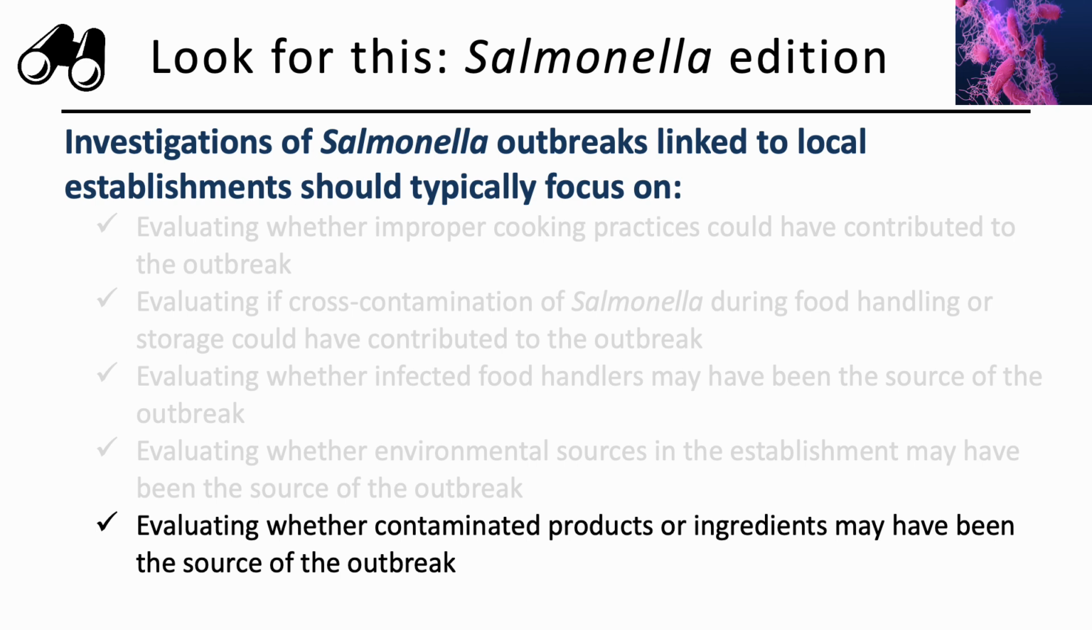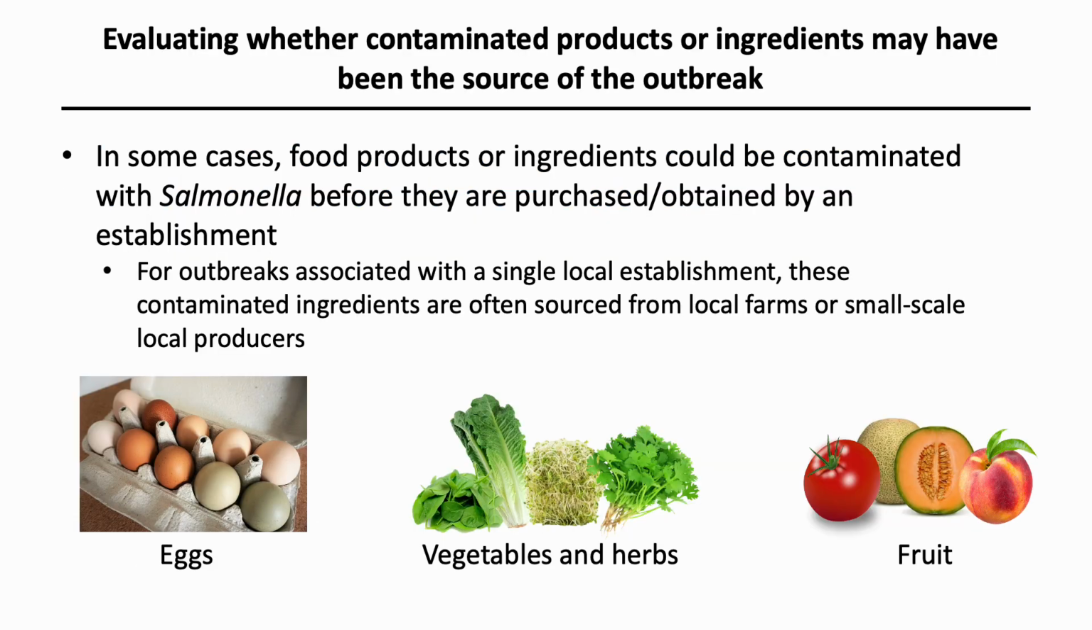Finally, let's discuss how environmental health investigators can go about evaluating whether contaminated products or ingredients may have been the source of the outbreak. In certain instances, food ingredients may be contaminated with Salmonella before they are purchased or obtained by an establishment. In particular, when investigating an outbreak associated with a single local establishment, these contaminated ingredients are often sourced from local farms or small-scale local producers.